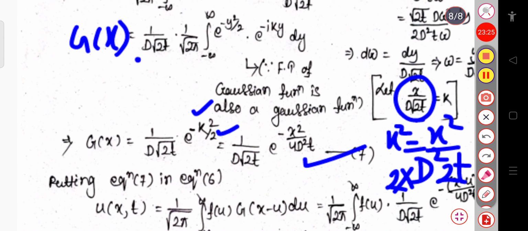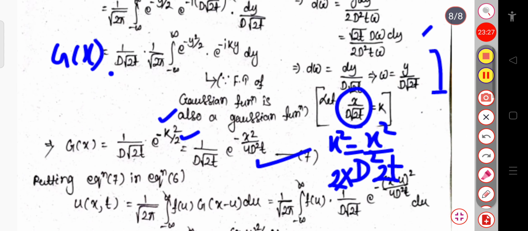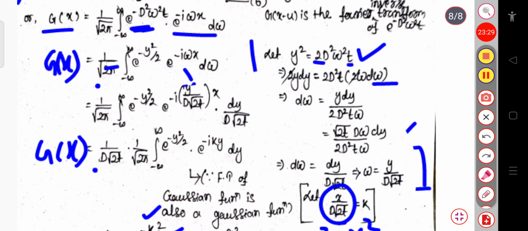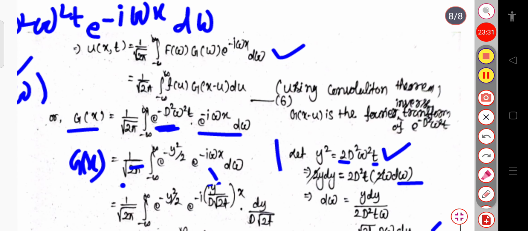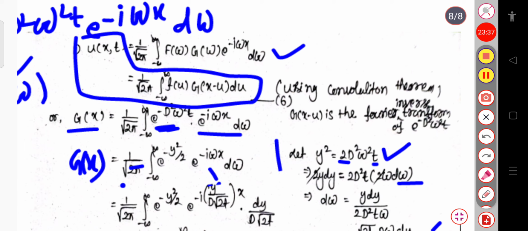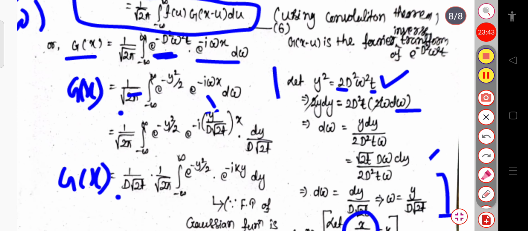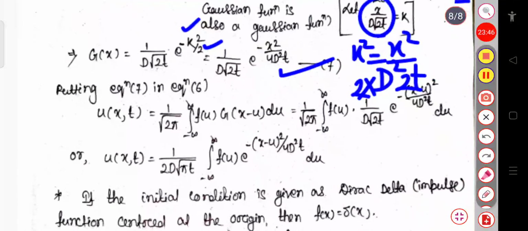Now if I put this equation 7 in equation 6, that is u of x, t equal to 1 by root over 2 pi integration minus infinity to infinity f of u g of x minus u du, then this equation will be here. This is our equation 6.